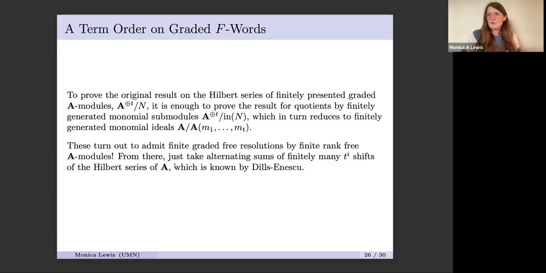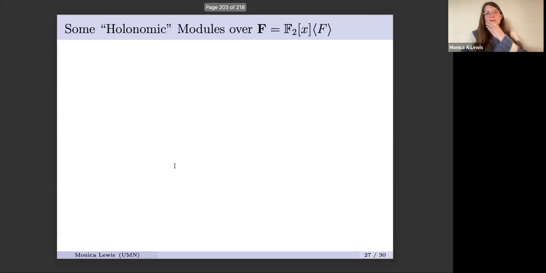So it's basically the same way that we understand, or at least one proof of how we understand, Hilbert series in the polynomial case. We know the Hilbert series of the polynomial ring itself by explicit combinatorial arguments. We know that arbitrary finitely generated modules have finite free resolutions. And if we're in the graded setting, those free resolutions can be graded. So alternating sums of the Hilbert series with appropriate shifts give you the Hilbert series of the module that you're resolving.